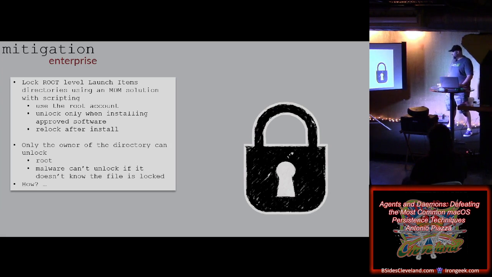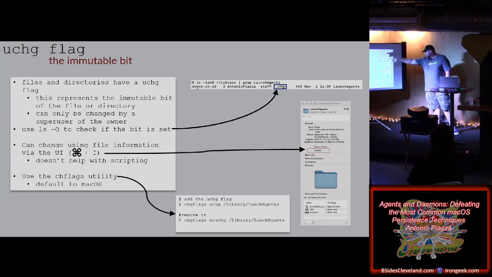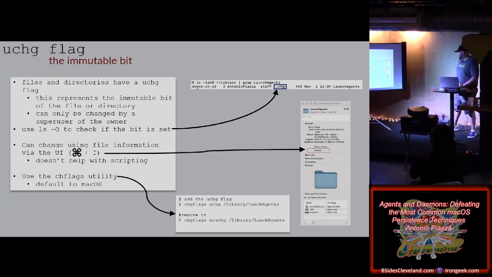So how do we do this? How do we lock these directories? All of the files in a macOS system have what is called a uchange flag, or UCHG flag, representing the immutable bit. So literally the file is not subject to change. This flag can only be changed by the file's owner or the super user. And you can use the ls -lO command to see the uchange flag and whether it's set or not. I know that's probably really hard to read up there, but that's doing ls with -O, and you see the little blue thing around UCHG.